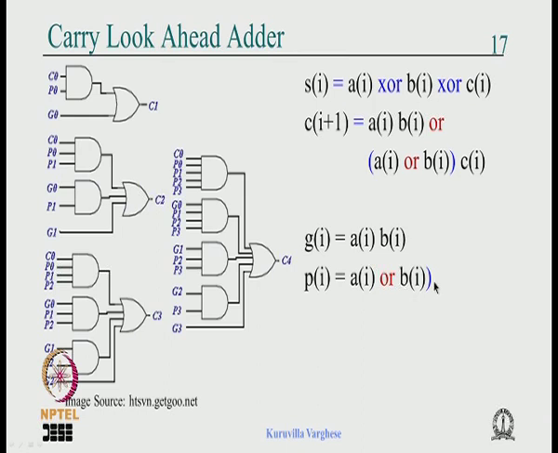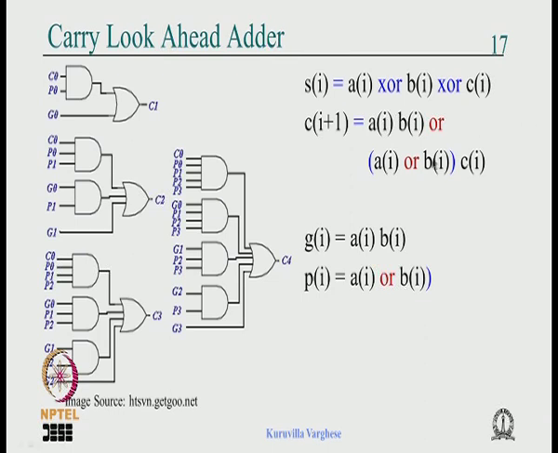Now the logic is very simple. C2 is nothing but A1 B1 or A1 or B1 and C1. Usually the C1 comes from the previous stage, so what is done is that you substitute the equation for C1 here and expand it, and you get a 2 level AND OR. That is what the carry look ahead adder is.